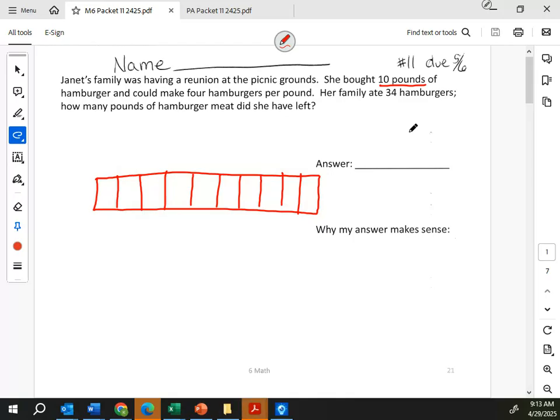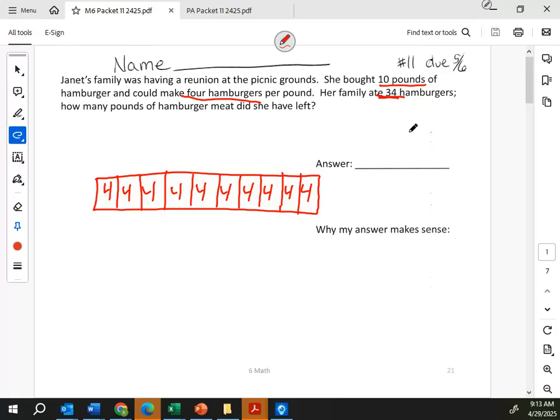Now each pound makes how many hamburgers? It makes 4 hamburgers. So each one of these has 4 hamburgers to it. Her family ate 34 hamburgers, so I need to figure out where that 34 hamburgers falls. Adding up by 4s, I'm going to have to break up because 4 doesn't evenly go into 34.